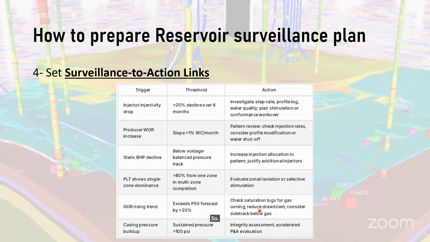So like this, okay, that is the complete reservoir surveillance plan for the four parties.